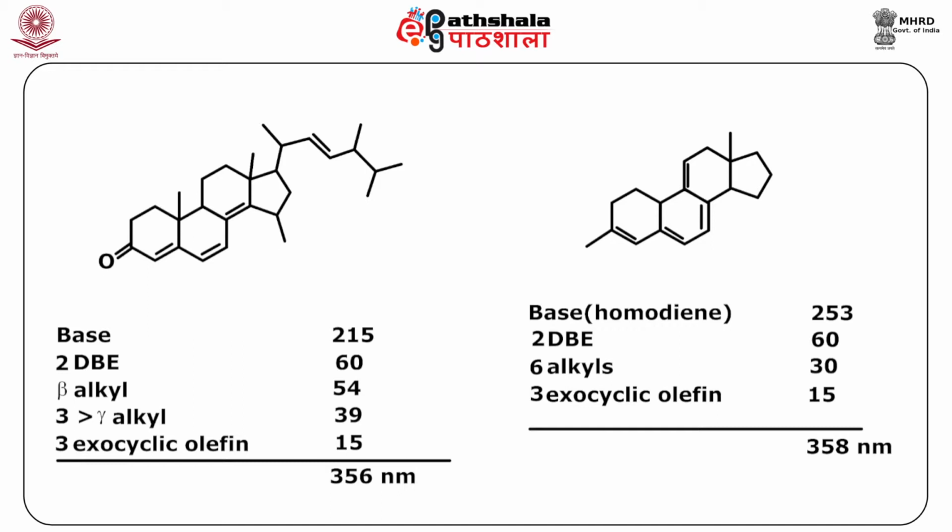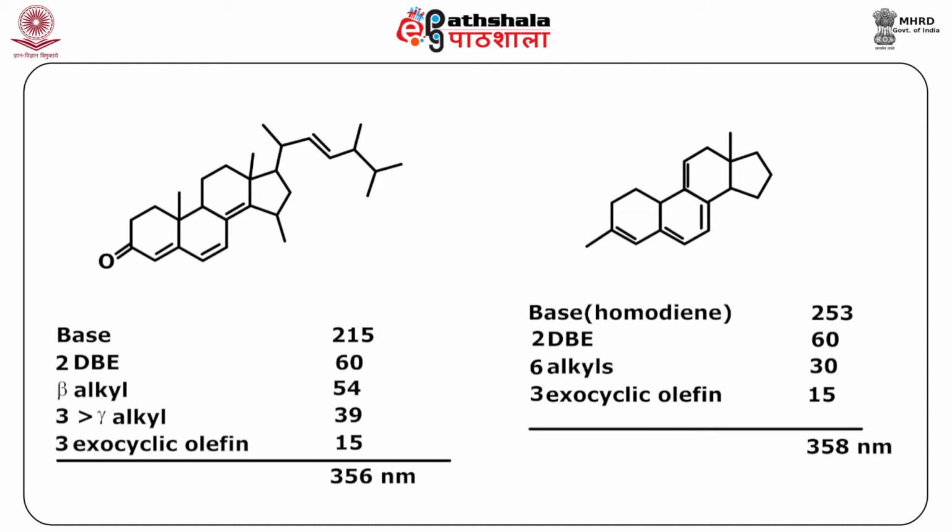However, this specific example deals with a system which has both options, a homodiene as well as a heterodiene. As a principle, we always try to take the system which has the higher base value. So here, the homodiene system with a base value of 258 nanometers is taken as the standard. Here again, as I said, we have to add the value of the double bond extensions, which are the extended double bond systems in the given organic structure.